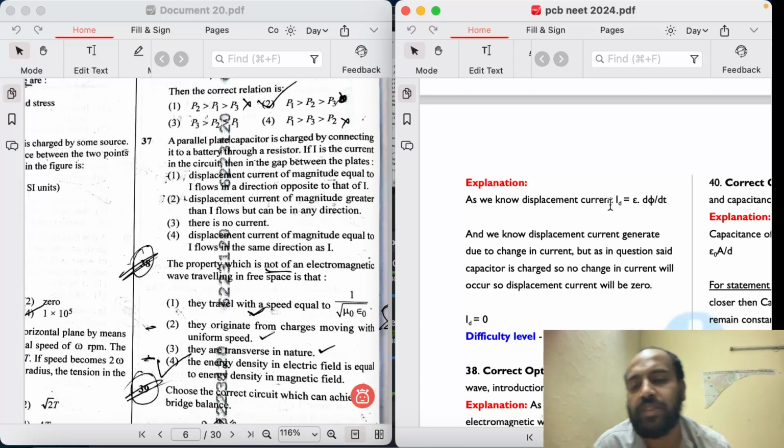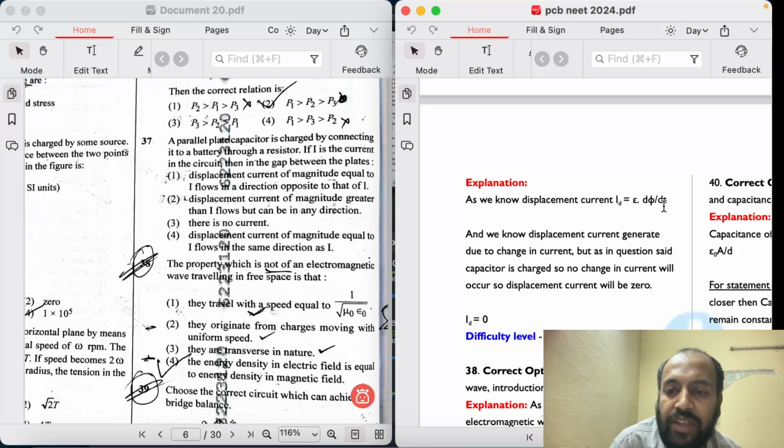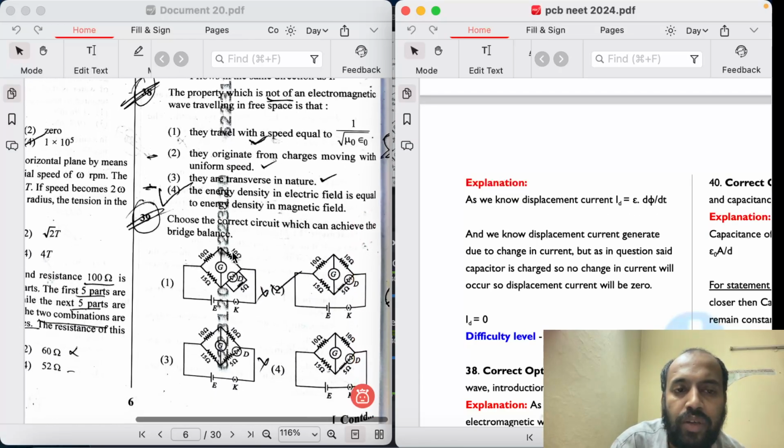Displacement current is something which is because of the electric field between the two plates, and the relation is epsilon d phi by dt. The displacement current will only be generated due to the change in current, but here it says that the capacitor is fully charged by connecting it with a battery. So there is in fact no change in current. As a result, if there is no change in current, I cannot get any kind of displacement current here. So the displacement current must be zero. So you can omit all the other options. The correct option would be number 3.